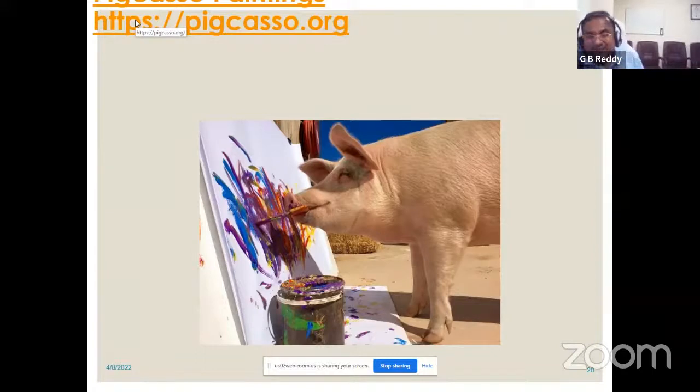The name of this pig is Picasso. You know that Picasso was a famous painter, artist. And this pig is called Picasso. The speciality of the pig is that it's a wonderful painter. You just give it a brush and colors, it will splash in different colors. Just see how it was painting.